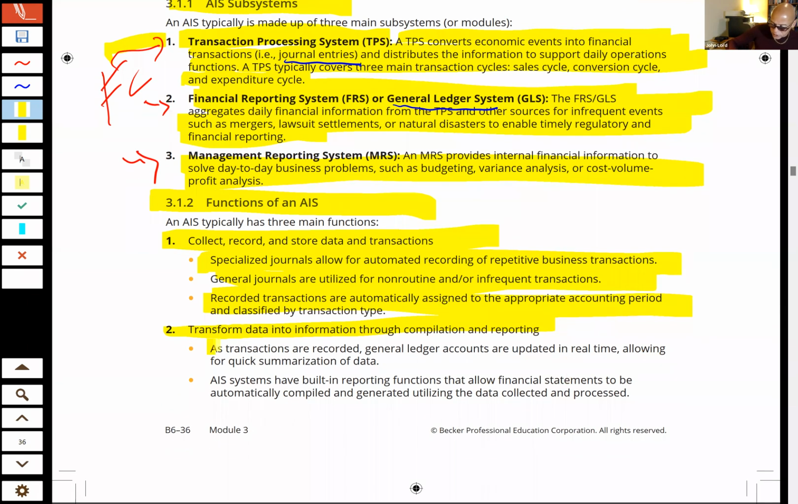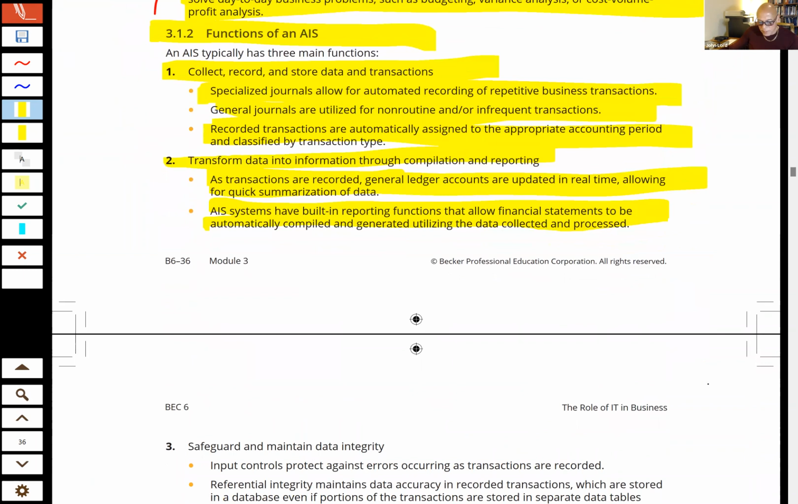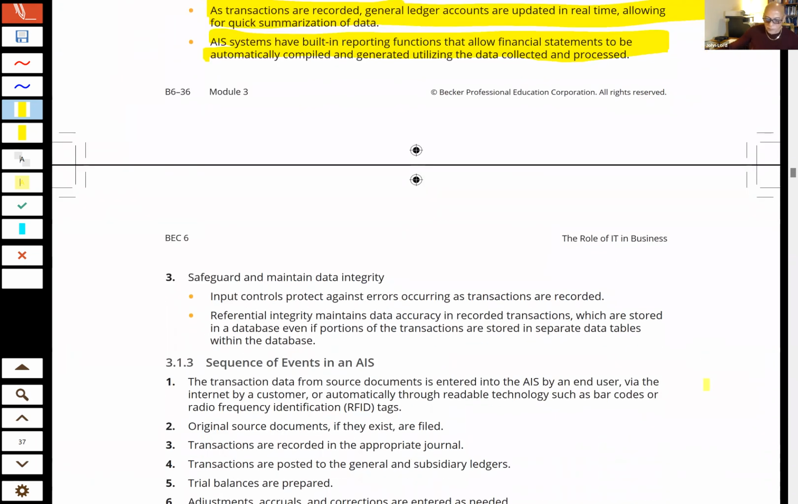Okay, so as transactions are recorded in general ledger accounts, they're updated in real time, allowing for a quick summarization. And the AIS has built-in reporting functions that allow statements to be automatically compiled and generated, etc. Okay, so we have the recording, we have the transformation of the information into financial reports, and then safeguards.